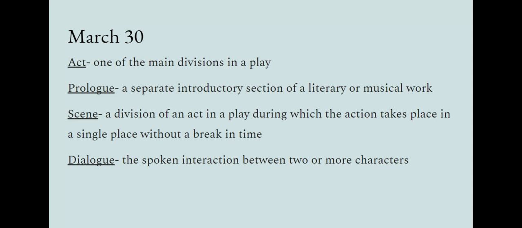So these are our first 7 drama terms, and the first one is an act. An act is one of the main divisions in a play. It's kind of like chapters in a book. You'll notice that Romeo and Juliet has 5 total acts, so basically 5 large chapters or sections.